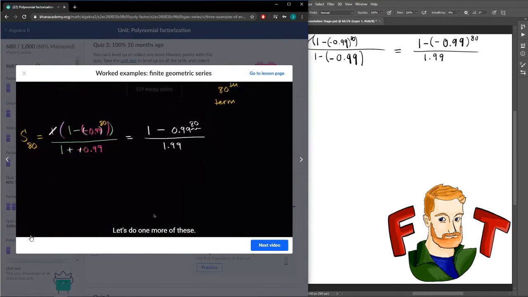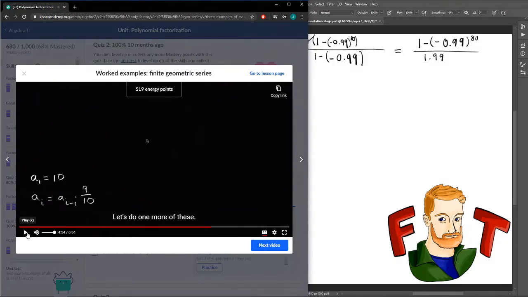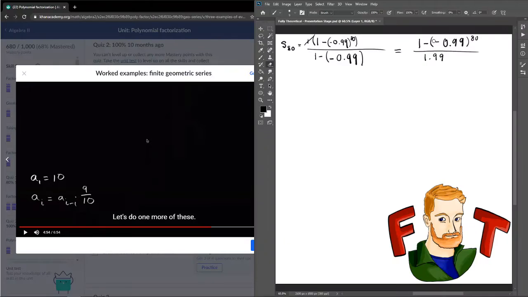Let's do one more of these. Okay, wow, so we got really, really close. The only thing that really needs to be done here is just get rid of that. And then that's his answer. So I took it a lot closer to where we were supposed to go than I had realized. So cool. All right, moving on.